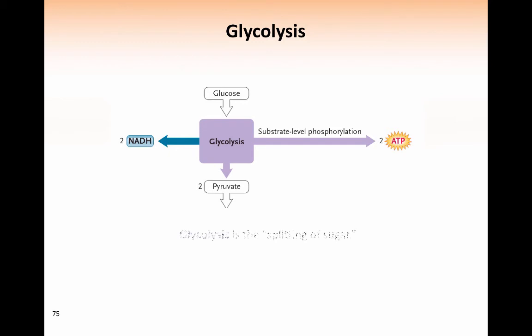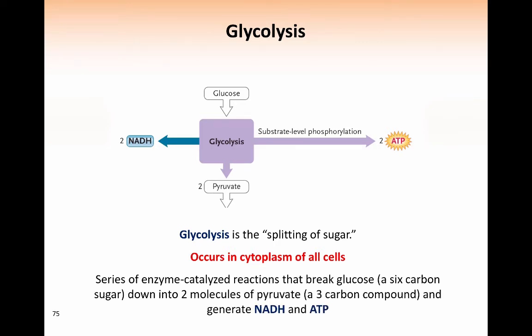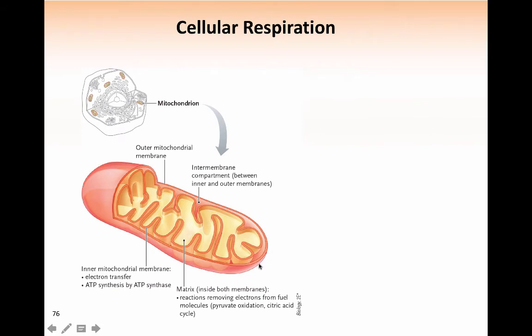So glycolysis, well, that's easy. Glycolysis means splitting of sugar. So we have our sugar molecule here split into pyruvate. And it occurs in the cytoplasm of all cells. So it's a series of enzyme catalyzed reactions that break down glucose, which is a 6-carbon sugar, into 2 molecules of pyruvate. And it generates NADH and ATP. So here's a mitochondrion. Remember, glycolysis is occurring out in the cytoplasm, but the other 2 processes are happening inside of the mitochondrion.